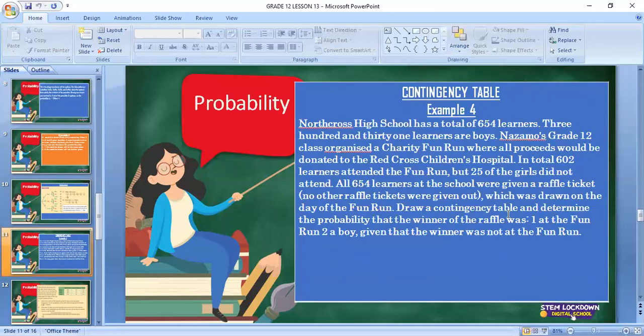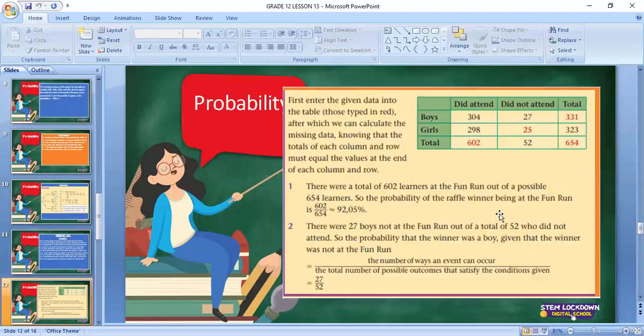With the contingency table, what we do basically is we make sure when we draw our table, we have all the headings that we talked about. So at the school, we have the boys, we have the girls, and we have the total. And then those who did attend and who didn't attend the fun run, and then we're going to have the total.